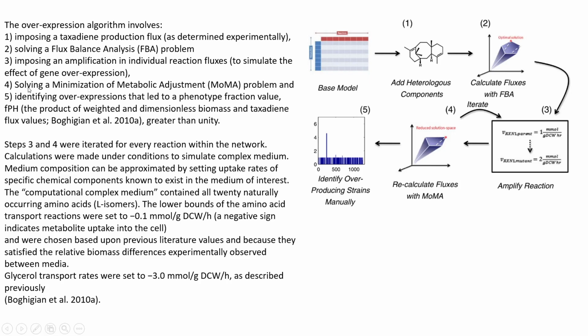Now, steps 3 and 4 are iterated for every reaction within the network. So this is basically a hit and miss method, right? You think this candidate might be good for overexpression. Now you check if the candidate flux is increasing with the increase in production. If yes, then it is good. If not, then it is not. You need to do this iteratively to find out which are the best possible candidates for overexpression. So you iterate through these two steps: you impose amplification, then you solve for MOMA, and then you find the overexpressions that are increasing with increasing yields.